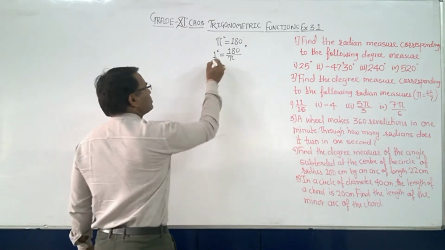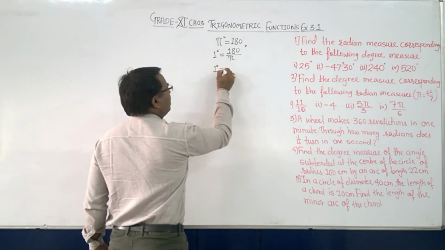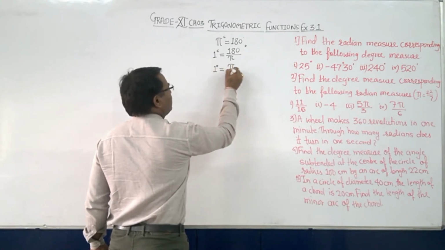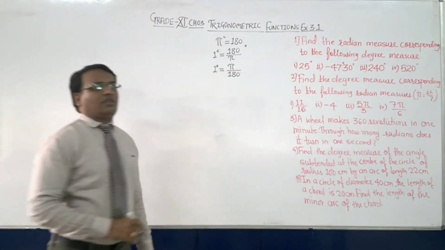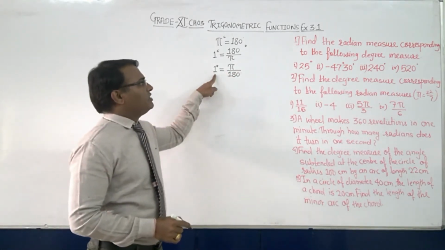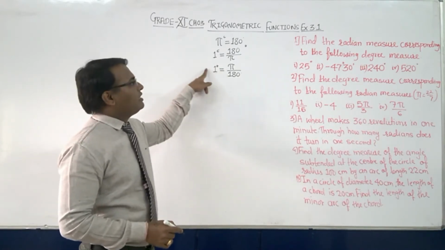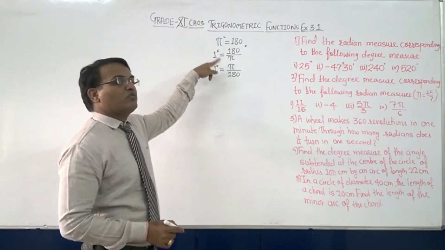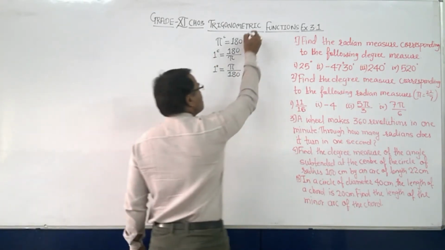And the second one is what? If you want to convert 1 degree to what? Radians. So it will be pi upon 180. So if you want to convert 1 degree into radians, this will be pi upon 180. And if you want to convert radians, then you have to use 180 upon pi.